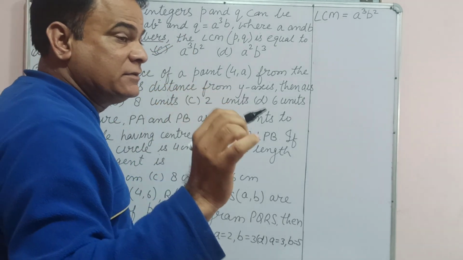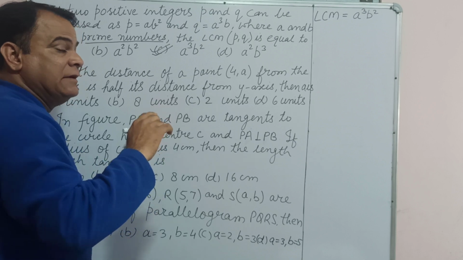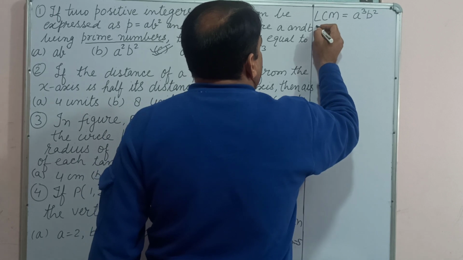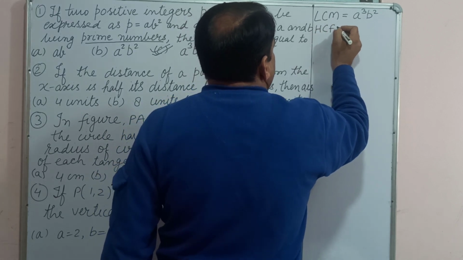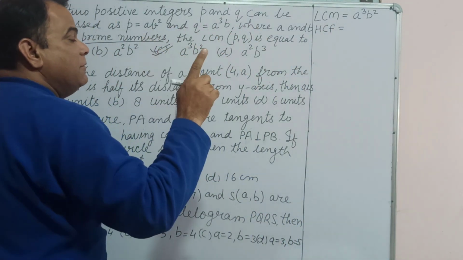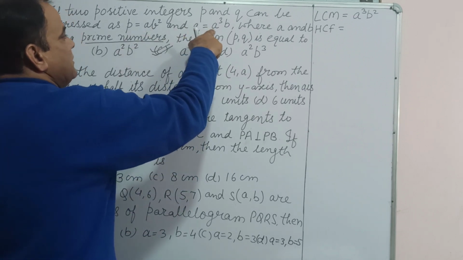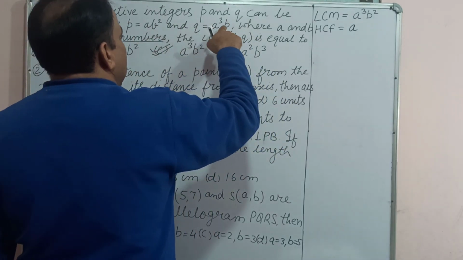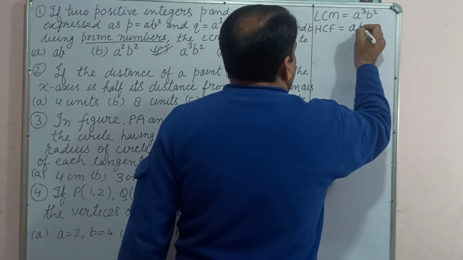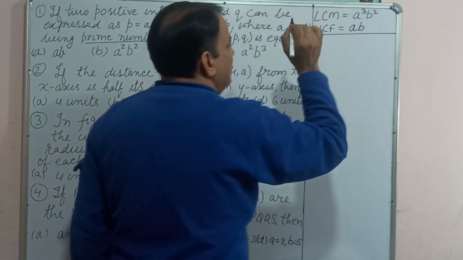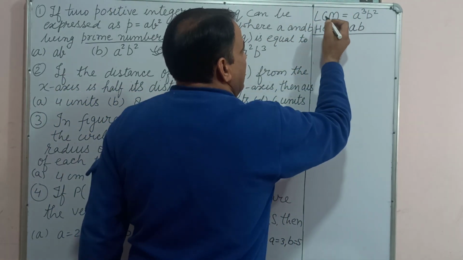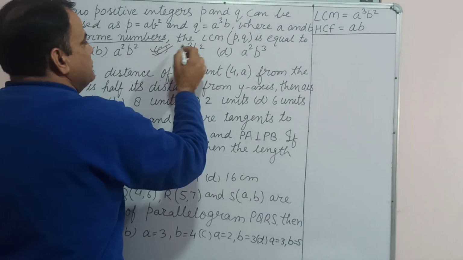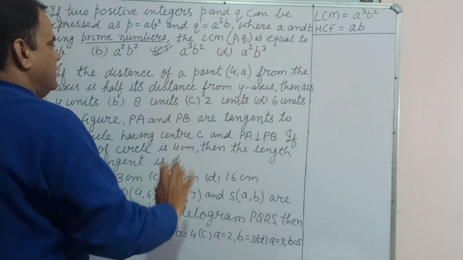If we had been asked to find the HCF, in HCF we have to take the minimum power. The power of a is 1 and 3, so we take a only, and the power of b is 2 and 1, so we take b, that is ab. HCF equals ab and LCM equals a cube b square. We were asked for the LCM, so the LCM is a cube b square.